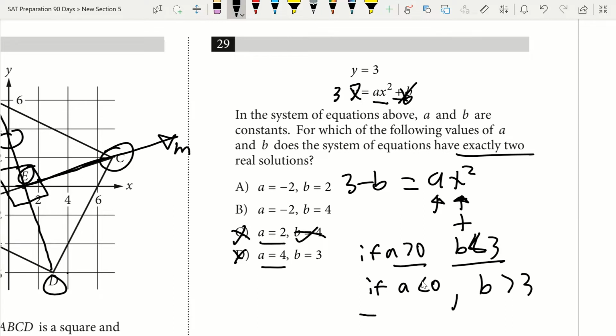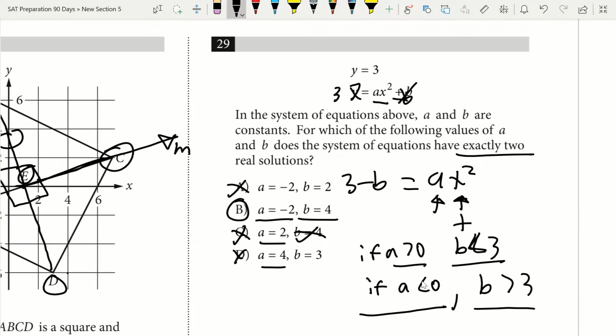So now let's look at our other options where a is less than 0. I'm sorry, where a is less than 0, so a is negative. Is b greater than 3 in those? We see b is greater than 3 in option B, right? We have a is negative, which is less than 0. That fits our criteria, and we see that b is equal to 4, which is greater than 3. So B would be our correct answer for 29 there.